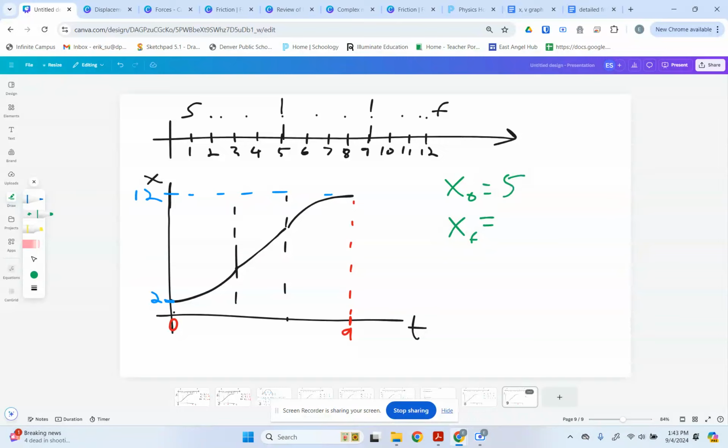And that final position is 9 right here, just part 2, like this part to there. Okay?